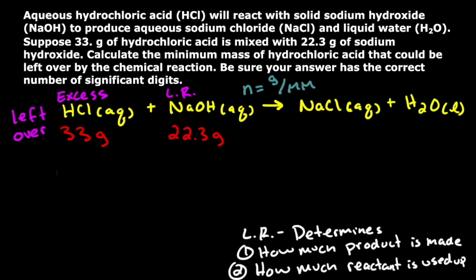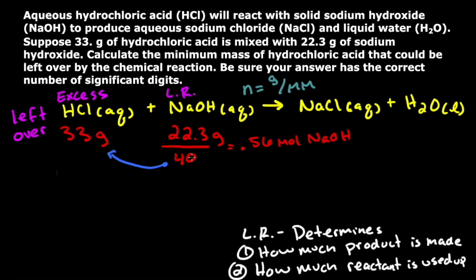And so I'm going to take this 22.3 grams and divide by the molar mass of NaOH, and that's going to be 40. And so when I do 22.3 divided by 40, I'm going to get 0.56, and that'll be moles of NaOH. And so what I need to do now is go from this one to this one, because the limiting reactant determines how much reactant is going to be used up of the other reactant.